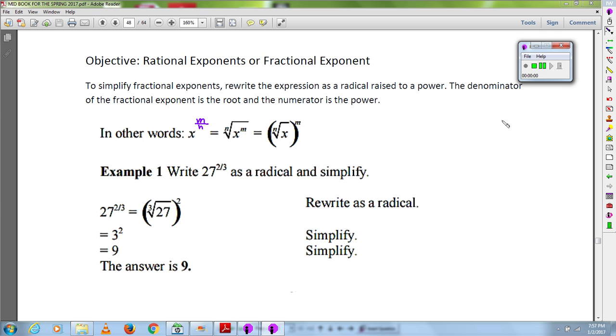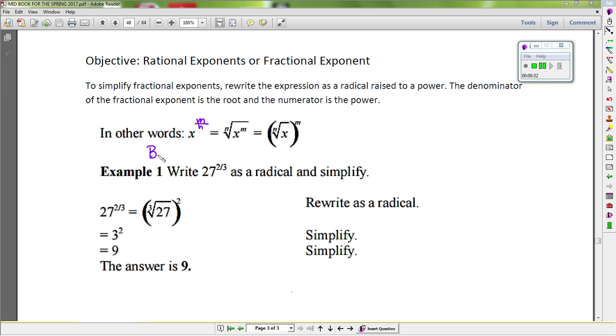In this video, we are going to simplify a fractional exponent, and we want to write them as a radical to a power. So if you look at this formula here, if I have x as the base and m over n is the exponent, now your exponent is the fraction. So I'm going to write it that way here. The base is x, and the exponent is the fraction m over n.